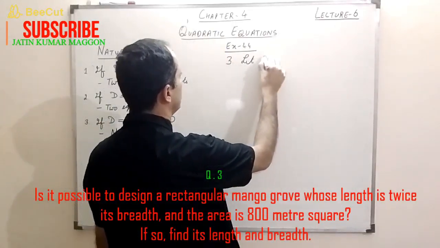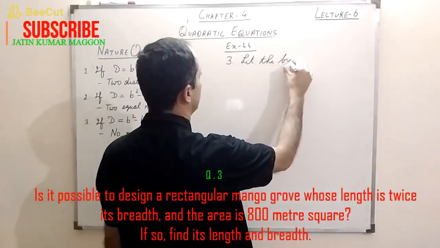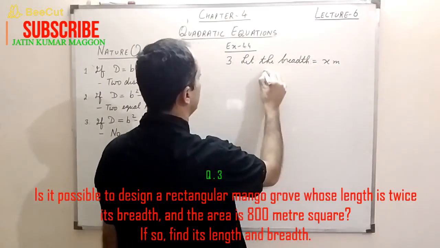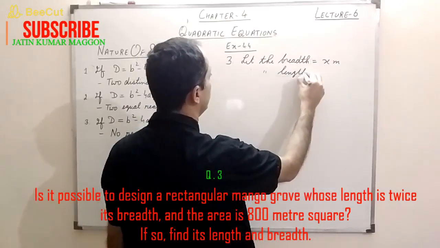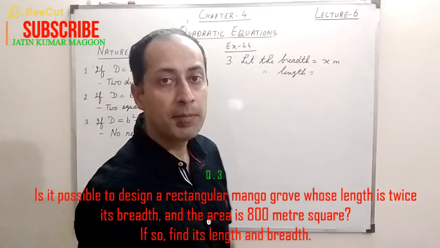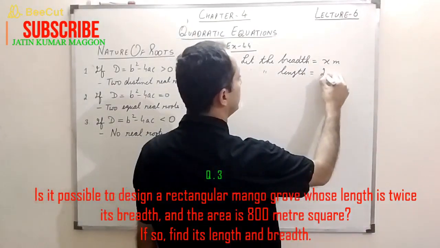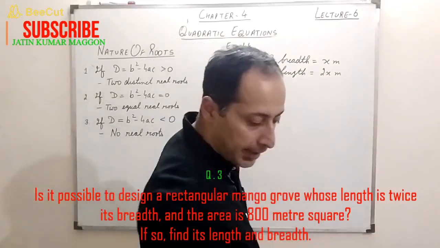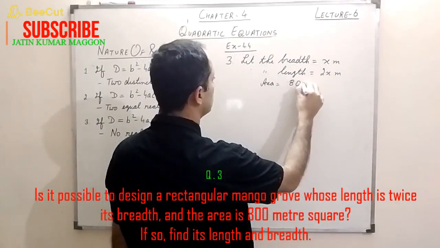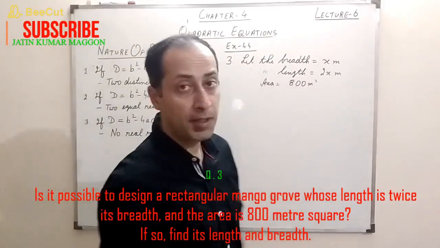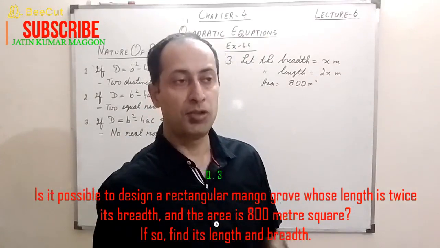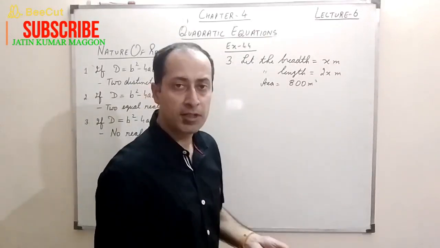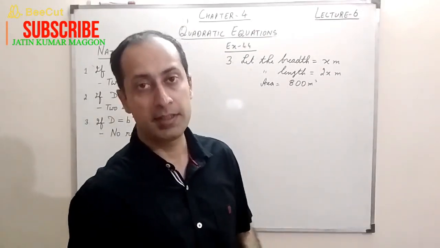Let the breadth equal x meters. Therefore, the length, now what is the relation given? That length is double of the breadth. So double of x would be 2x meters. Now the area is given to us as 800 meters square. Now the question comes, how to form the equation, right? So the equation can be formed using whatever condition we have, right? We see the area is 800 meters square, and what is the formula for the area of a rectangle? It is length into breadth.